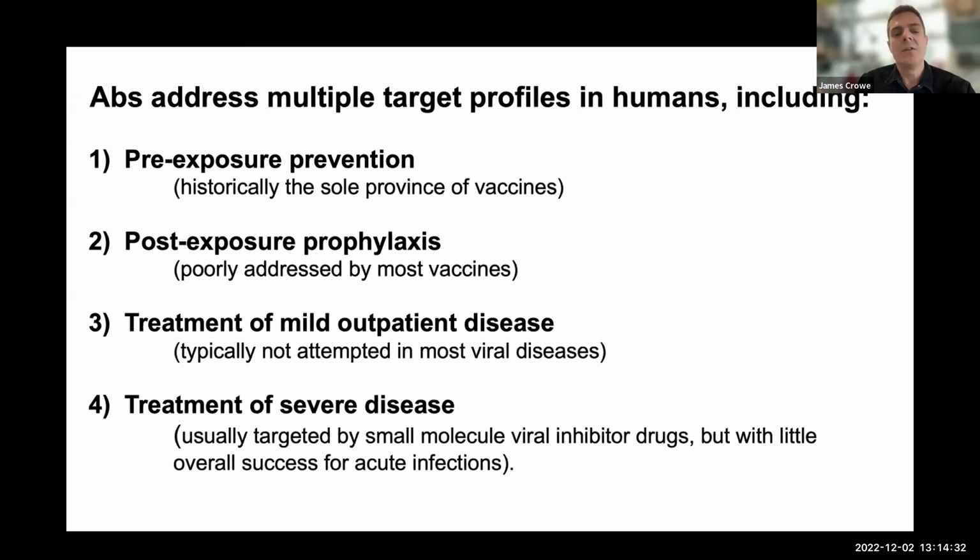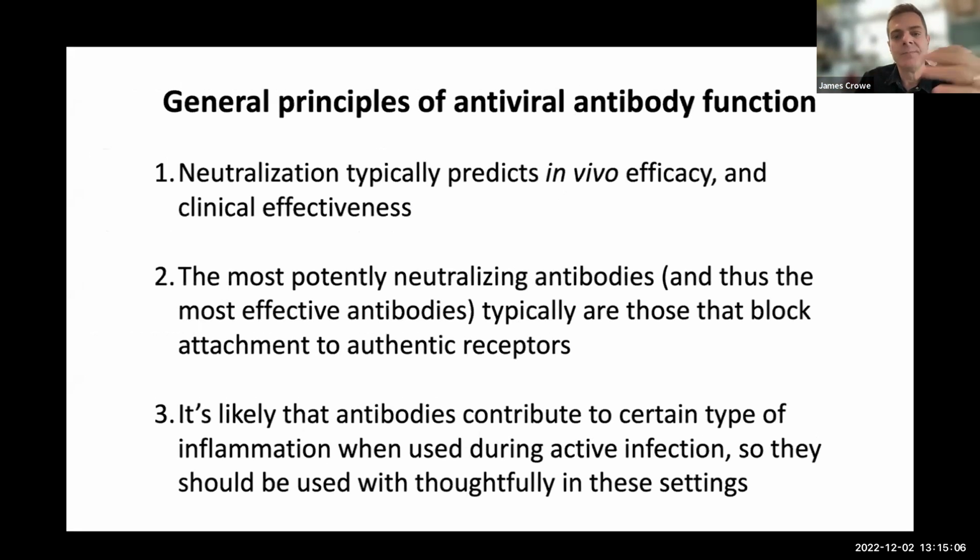But also antibodies could be used for mild outpatient disease. We've seen that in COVID. That's typically not attempted in any format other than some flu drugs, which don't work very well because it's usually too late. And then finally, treatment of severe diseases, usually the target of small molecule viral inhibitors, but they really only work well in chronic infections. They're not particularly good for acute infections, but antibodies have been used successfully in all of these. So if you think about it, it's amazing. You've got a single molecule that can be used for prevention, post-exposure prophylaxis, treatment of mild disease or severe disease. And that's why I think they have so much upside potential.